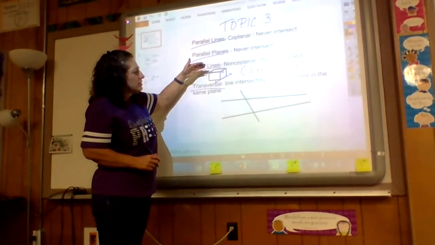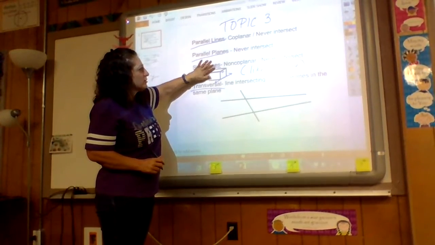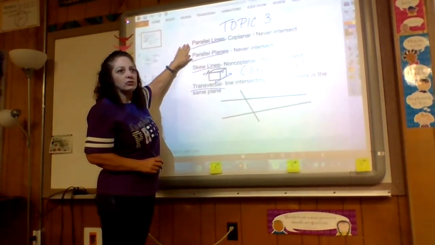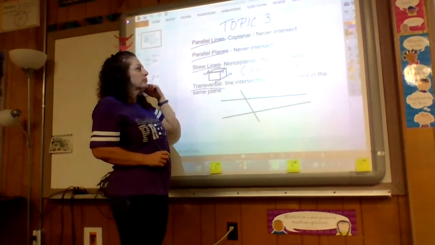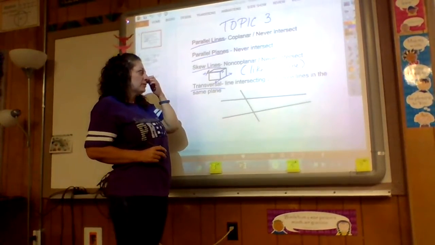Because it's going the same direction, and even though there's not a plane that they share right now, you could do a diagonal plane through them, so they would not be skew, they would be parallel.